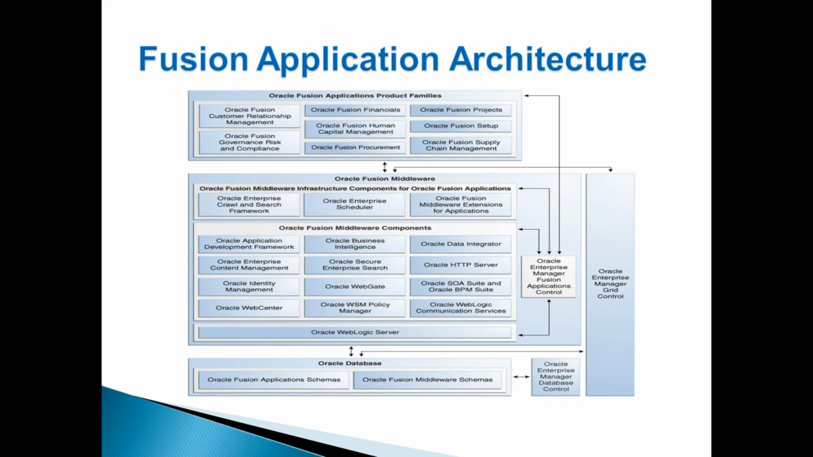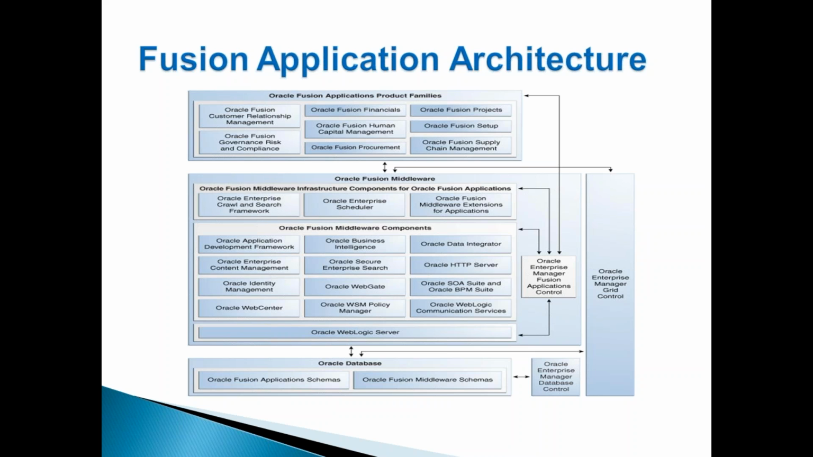So this application architecture is divided into three layers. One is application product families, the other is Fusion middleware, and the third one is the Oracle database. What we are looking at for this cloud PPM or Fusion PPM training is the application product families. Here you would have Fusion Financials, Fusion Human Capital Management (HCM), GRC (Governance, Risk and Compliance), Procurement, and Supply Chain Management.